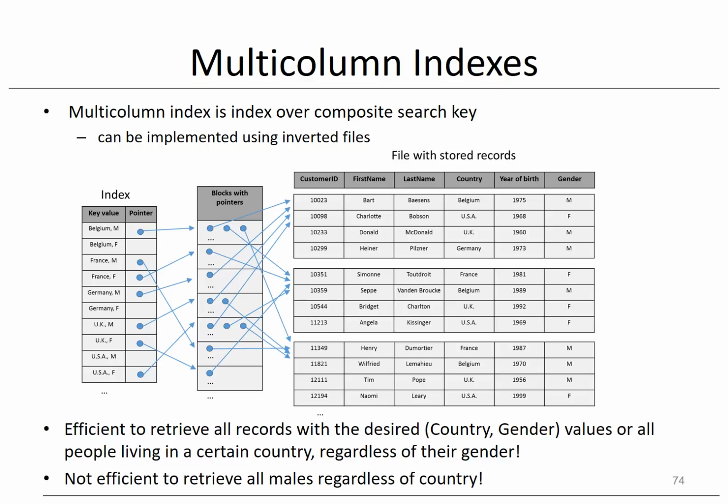Also, all people living in a certain country, regardless of their gender, can be retrieved efficiently since all index entries pertaining to the same country are adjacent. However, retrieving all males regardless of the country will not be so efficient since all index entries for people with the same gender are scattered throughout the index.